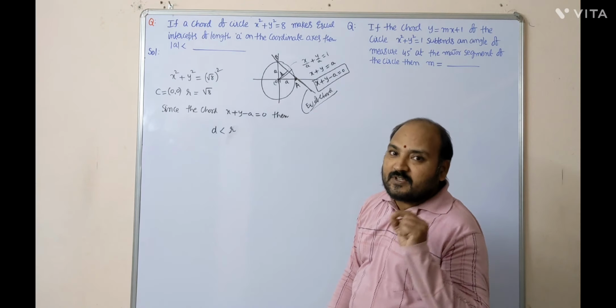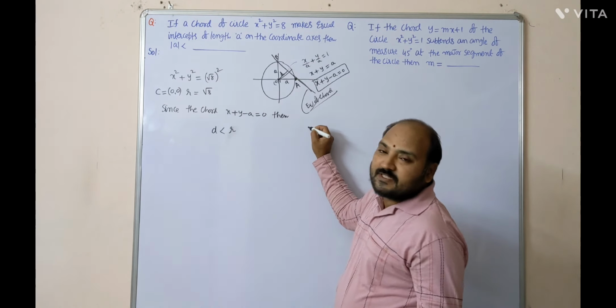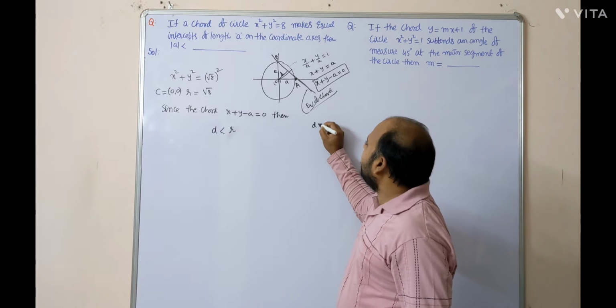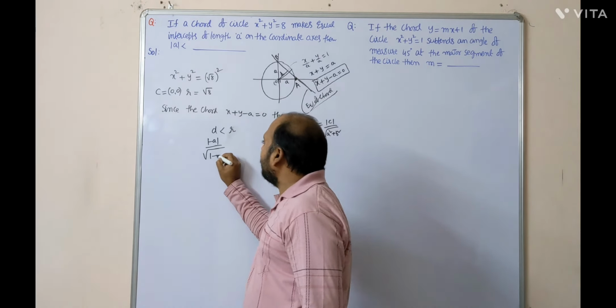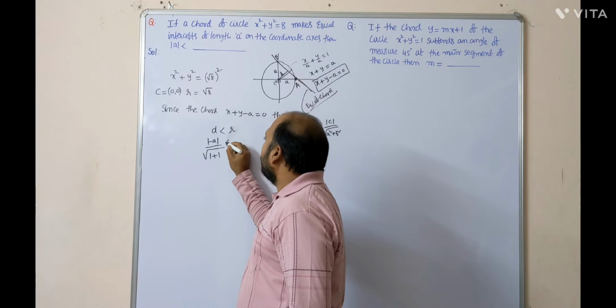In the first year, the perpendicular distance from the origin to the line means D equal to mod C by root of A square plus B square. This equation compared with Ax plus By plus C, C is equal to what? Minus a. So D value: mod C, C value is minus a. Mod minus a by root of A square plus B square, where the x coefficient is 1 and the y coefficient is 1, so 1 square plus 1 square, is less than the radius value, which is root 8.